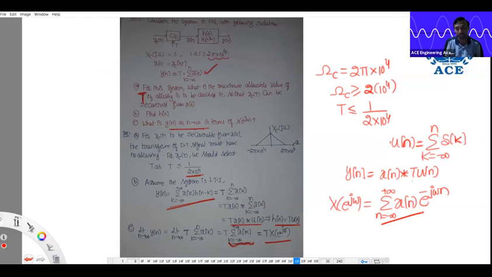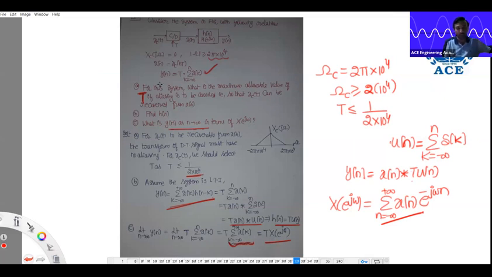First question asked is, for this system, what is the maximum allowable value of sampling period if aliasing is to be avoided? To recover the continuous signal from discrete form, T must be less than or equal to 1 by 2 FM. Highest frequency 10 power 4, so T is less than or equal to 1 by 2 into 10 power 4.